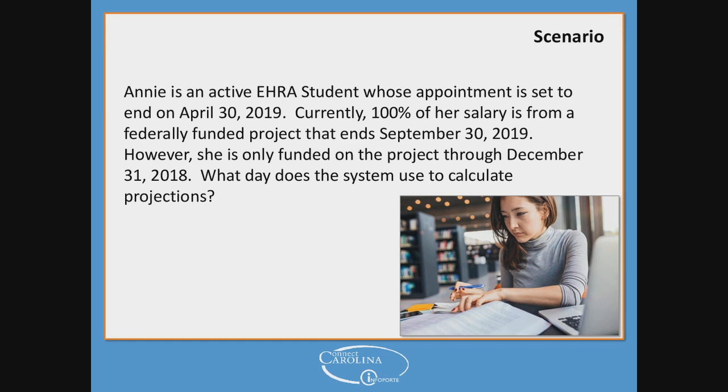So we have JLA that said December 31st, 2018. We've got a bunch of those coming in so far. So that is in fact correct. It is the earliest of those three dates. And because she is an EHRA student, we do look at all three of those. And so the date that the projections will use, even though the project goes out through September of 2019, her appointment goes till April of 2019, but she's only funded on the project until December 31st of 2018.